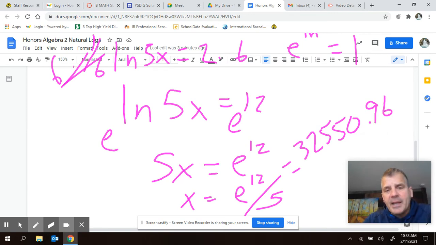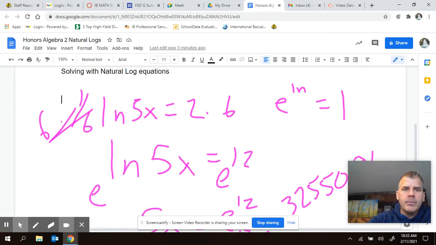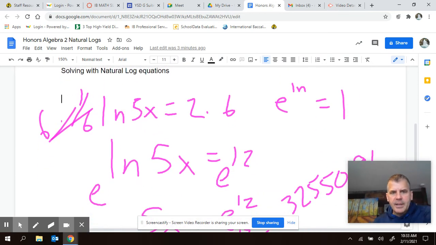All right, does that make sense? You can go back to your original, plug it back in, and just confirm anytime you get a concerning kind of answer like this. We take the natural log of 5 times this giant number, 32,550.96. And then divide that by 6, or take it times 1/6, and you should see that you're definitely going to get really close to 2.